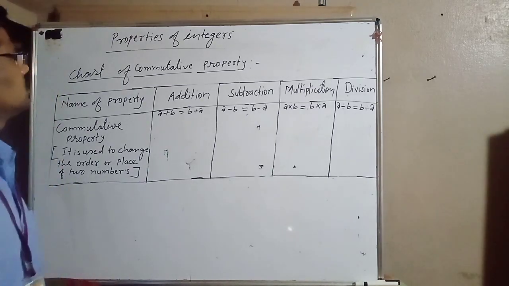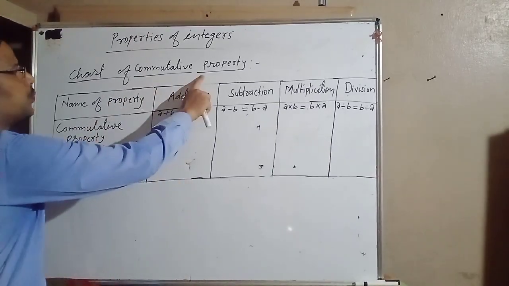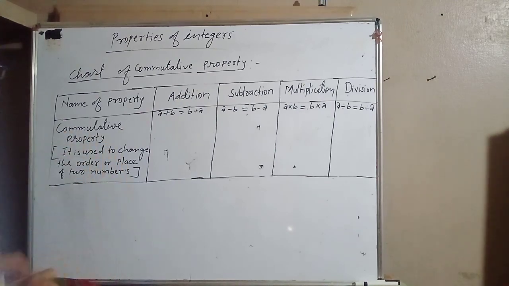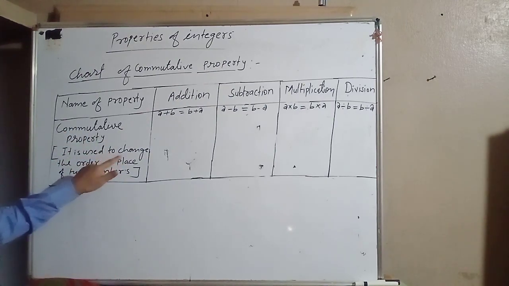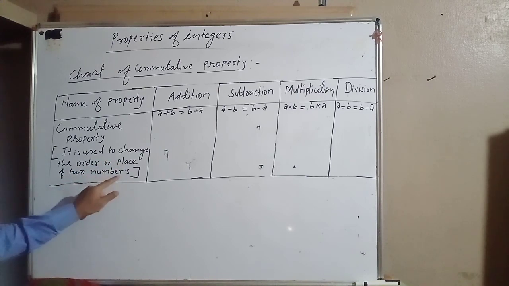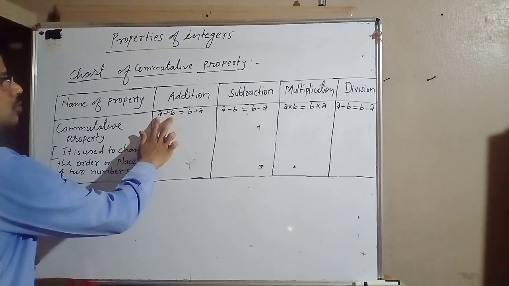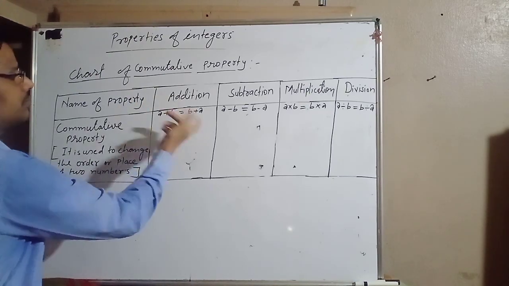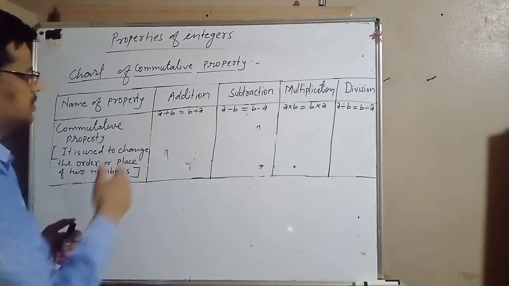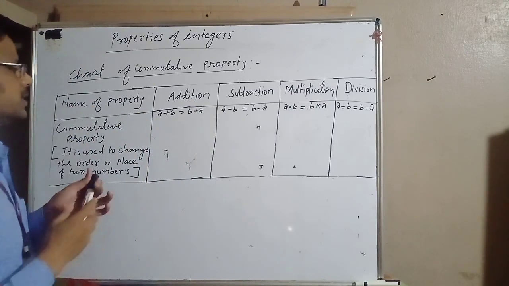Now let us learn about the commutative property. It is used to change the order or place of two numbers. Okay, we can change a plus b. Whether a plus b can be written as b plus a or not, let's see. Suppose a and b are two integers.